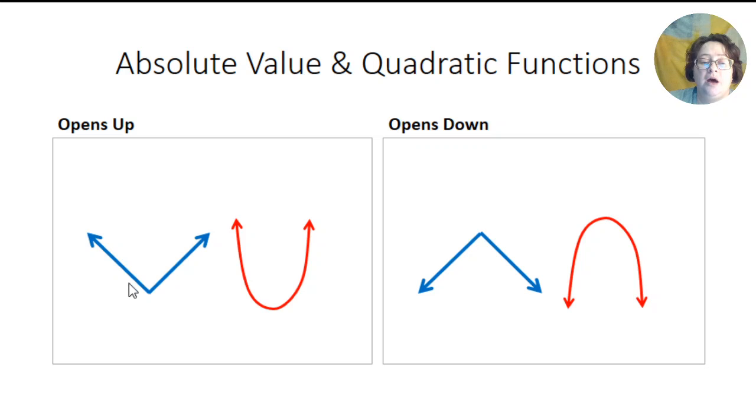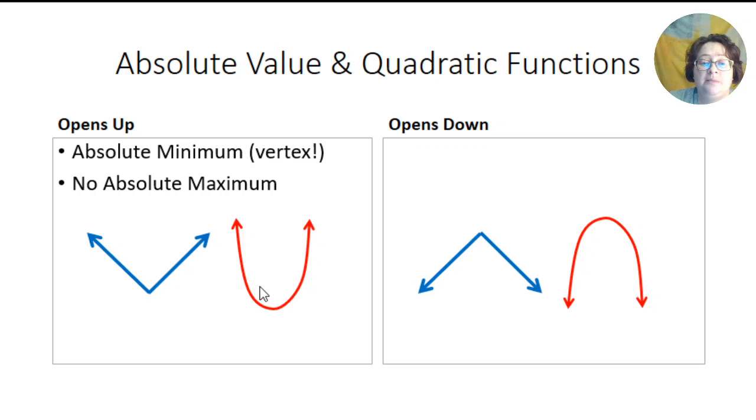So if they open upwards, you see both arrows are going up. We have a vertex at the bottom. So our vertex is the lowest point on the graph. So these types of functions that open up will have an absolute minimum where the vertex is. It will have no absolute maximum because the arrows go up to positive infinity.